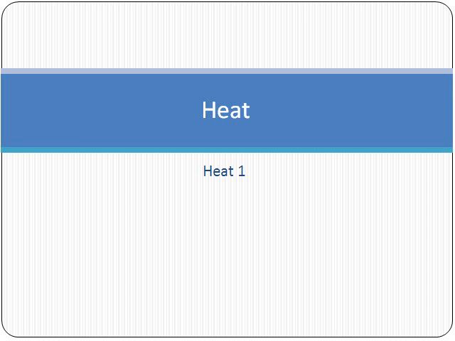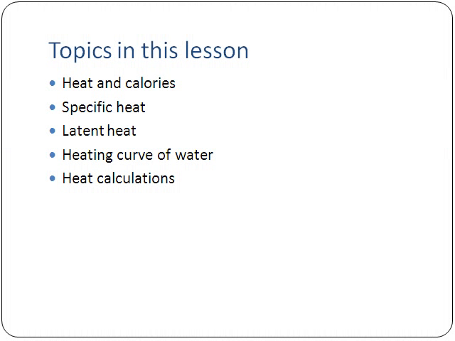Our next unit here is going to be on heat. And in this lesson, we're going to be looking at a number of topics. The first one we're going to cover here is going to be on heat and calories. And then after we talk about heat and calories, we'll talk about two specific types of heating we're going to be looking at here, which is specific heat and latent heat.